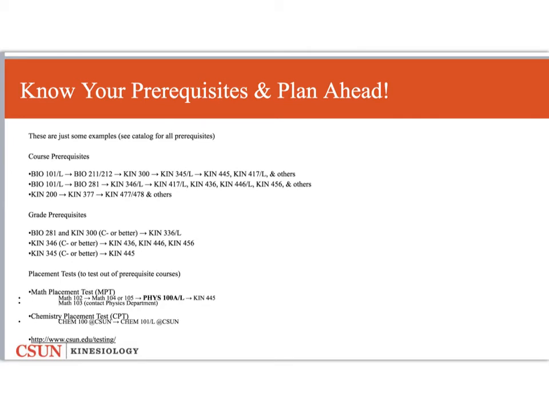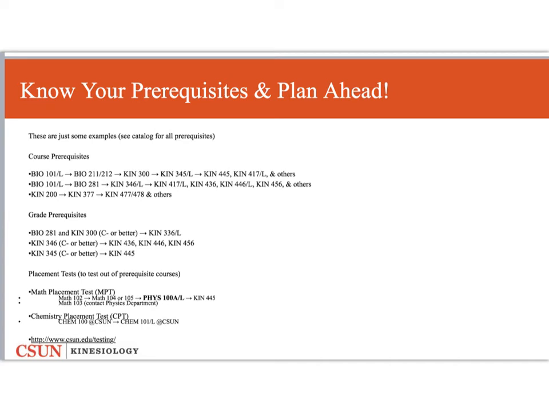I also wanted to point out that if you had math in high school and you feel that you can test out of the math requirement for physics, so if you've already had trigonometry, algebra, pre-calculus, calculus, and you feel strong, I would recommend taking the math placement test. Depending on how you score on the math placement test, you may be able to go right into physics without taking any math. And you can get information about that test on our testing website.